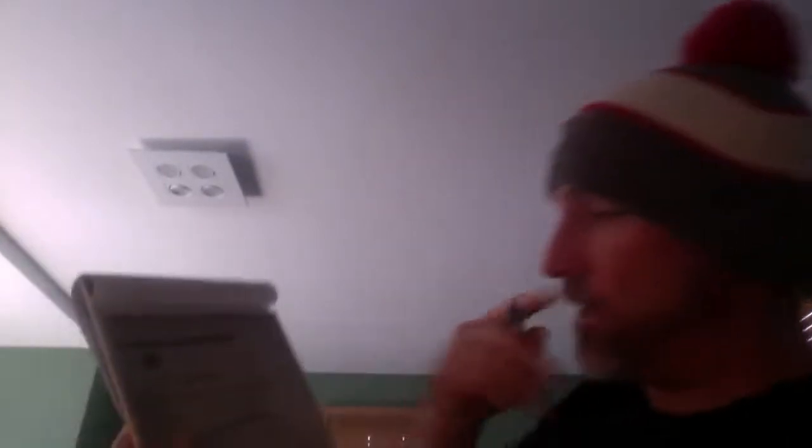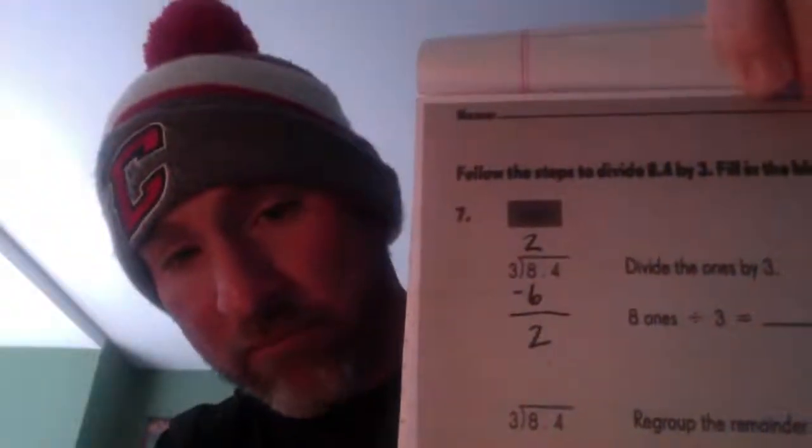The first question says, divide the ones by 3. So what they're saying is you have 8 ones, right? Divided by 3. All right. So if I did that, 3 goes into 8 how many times? You should have had 2. 3 times 2 is 6, and 8 minus 6 is 2. So that's what you should have right there on the top. Everyone see that?